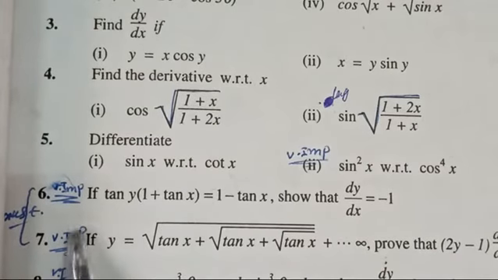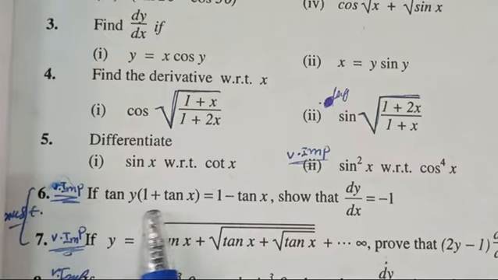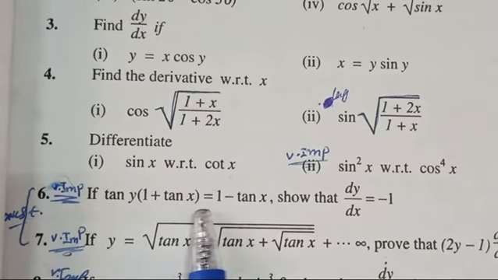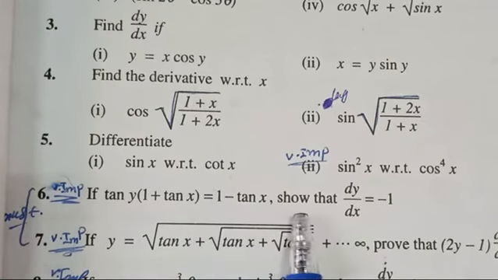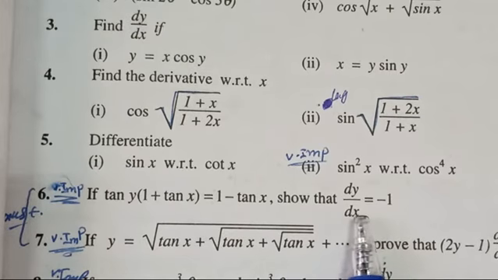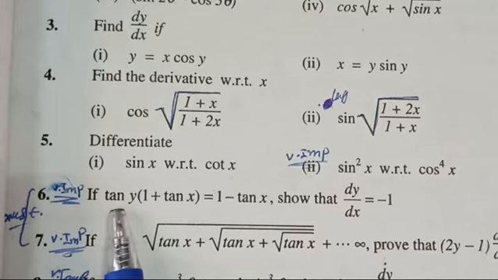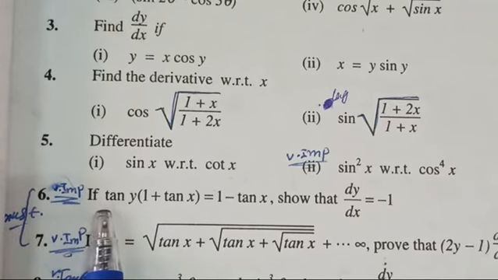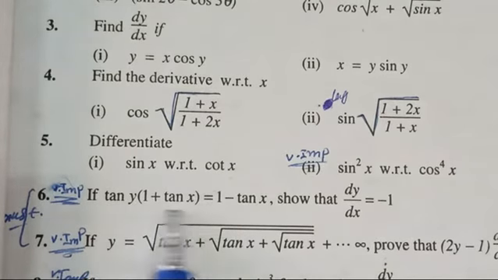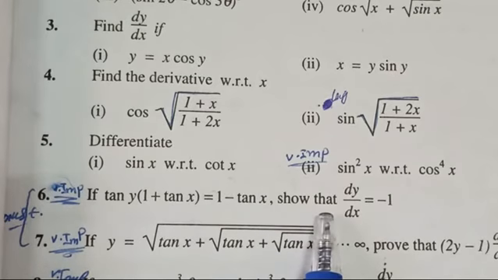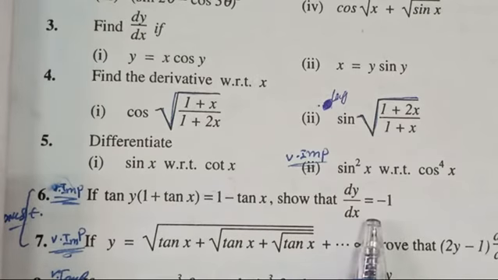Question number 6. If tangent y into 1 plus tangent x is equal to 1 minus tangent x, show that dy over dx is equal to minus 1. This is an important question, repeated many times as a short question in the board. So with the help of this given term we have to show that dy over dx is equal to minus 1.